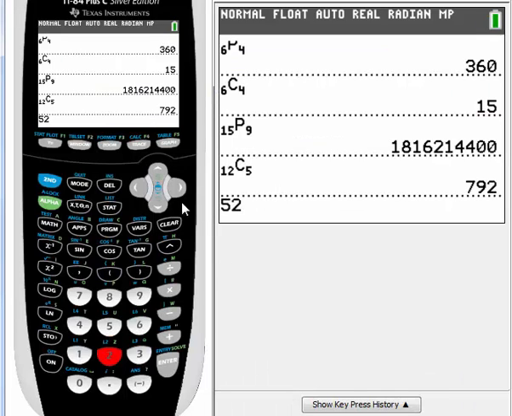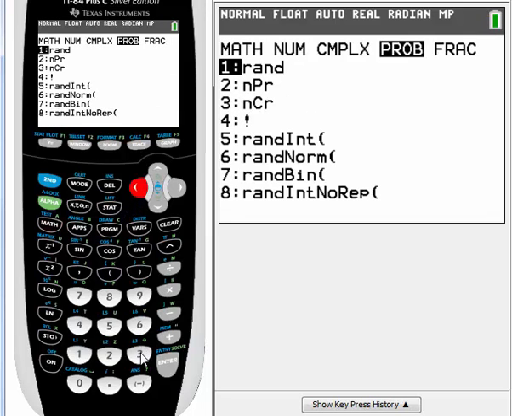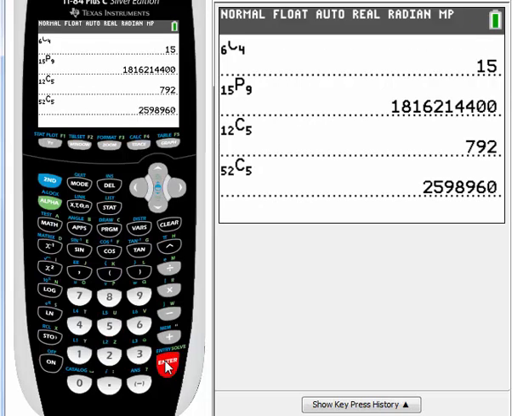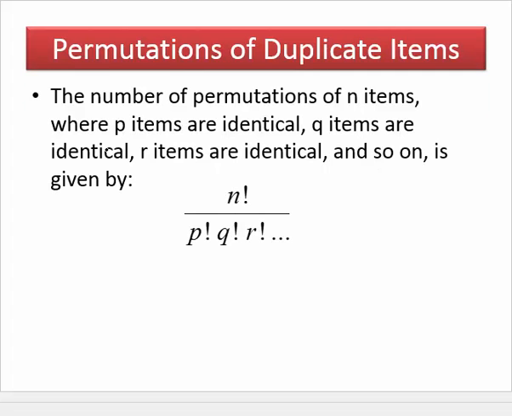52C5. How many different poker hands could you have? About 2,598,960. I think I had that number right, but that's how many 5-card poker hands you could have from a standard 52 card deck.